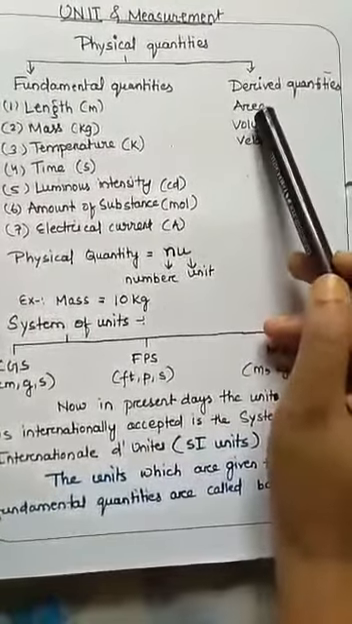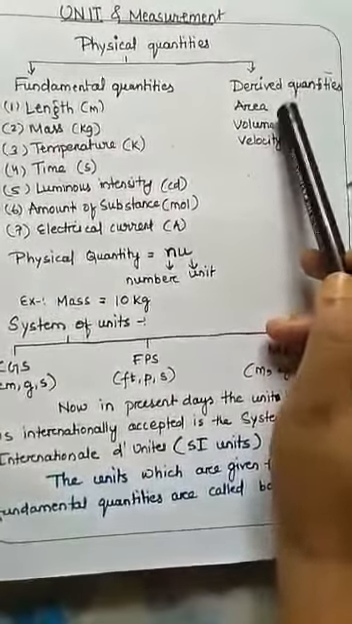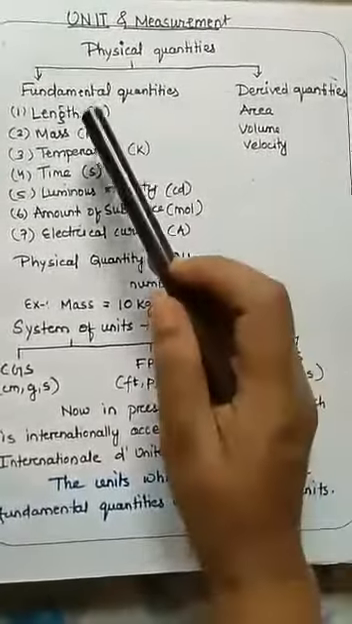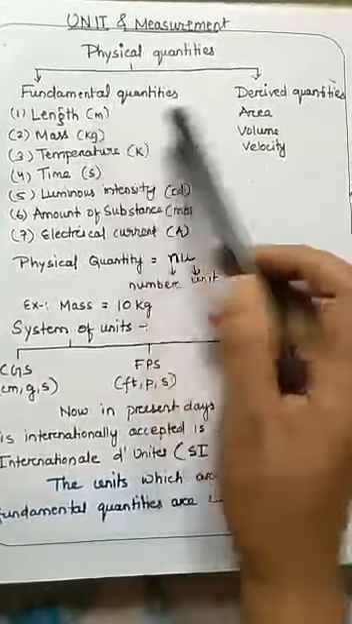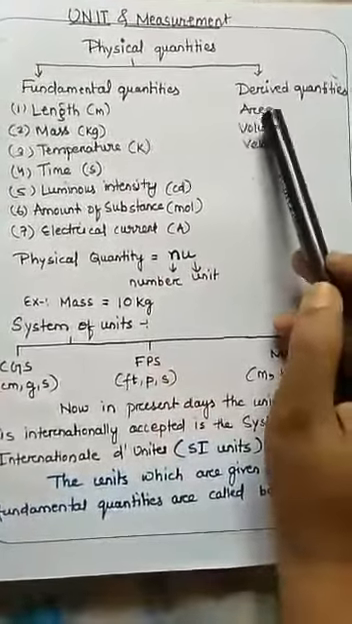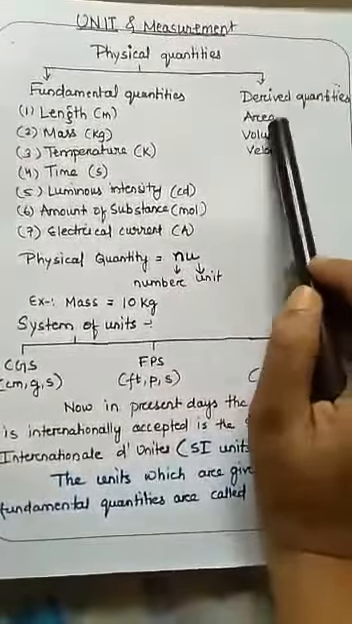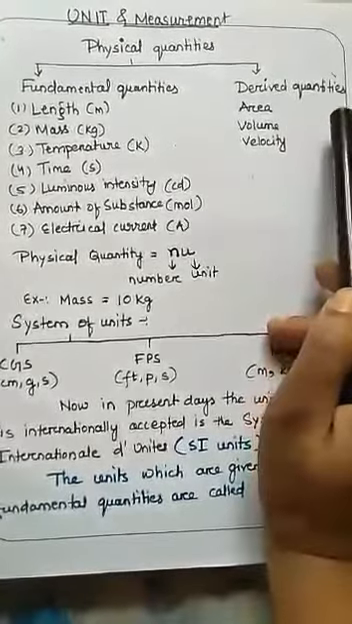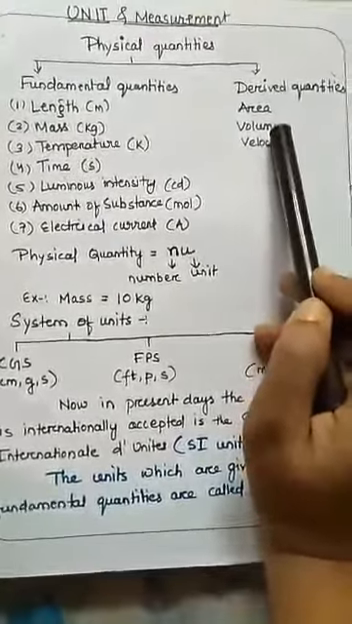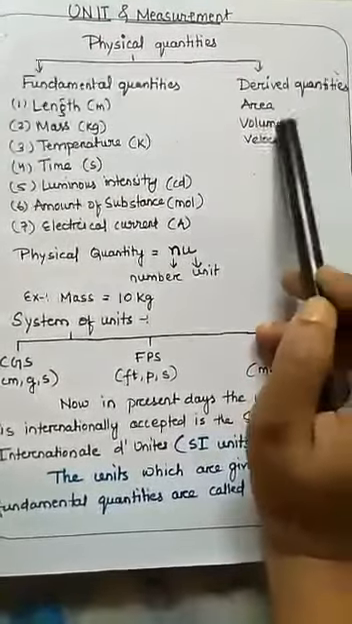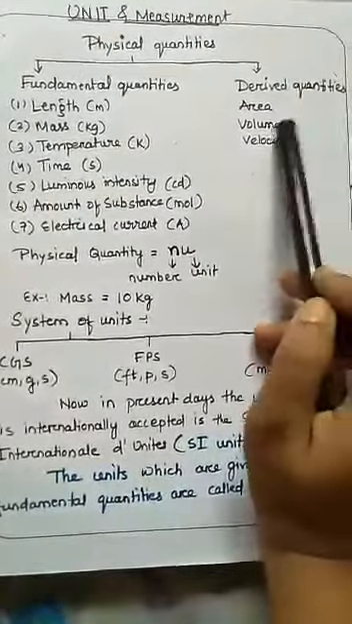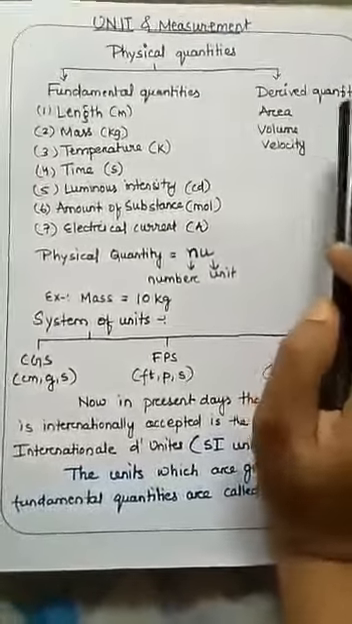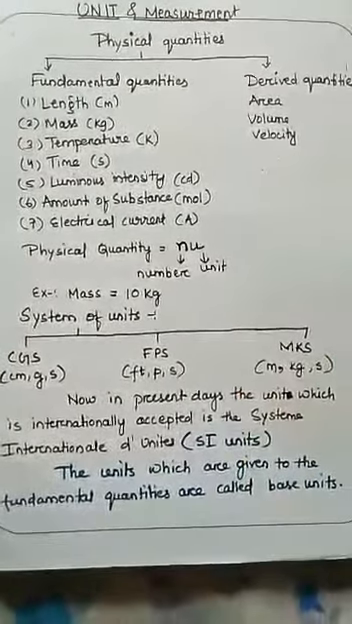As we know, area is the product of length into breadth. Length into breadth is again a quantity similar to length, so then we have the physical quantity area. Similarly volume: if we multiply length into breadth into height, we get volume. Again here we used the fundamental quantity length three times. So these are examples of derived quantities.